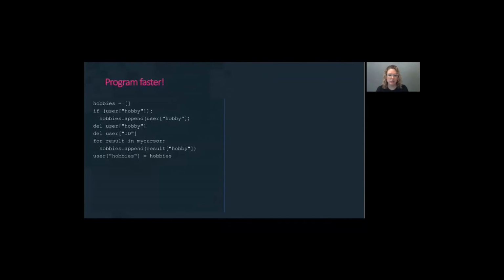Because we joined the users and the hobbies table, we have a result for each hobby this user has. To retrieve all the hobbies, we need to iterate the cursor. We'll append each hobby to a new hobbies array and then add the hobbies array to our user dictionary.